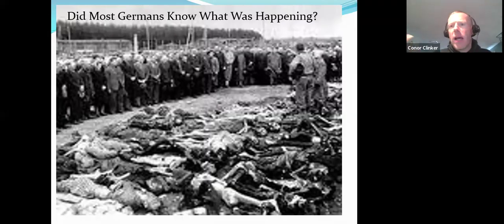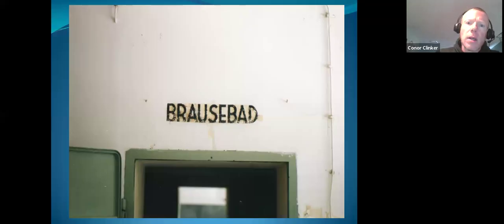After the fact, everybody tried to act like they had no idea, but you guys are too smart to fall for that. Some of these camps are still in existence, left as memorials, not obviously to celebrate what happened, but just to remind people, hey, this really happened. This is what people are capable of. This is an entrance to a gas chamber. It says shower. You know it's not a shower, but the Nazis were very good at this.